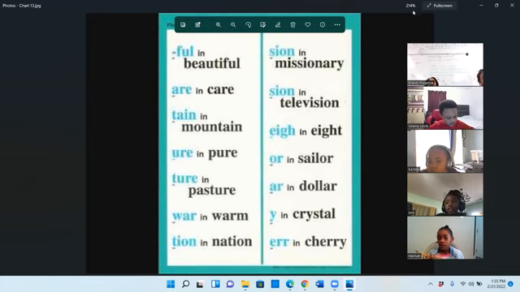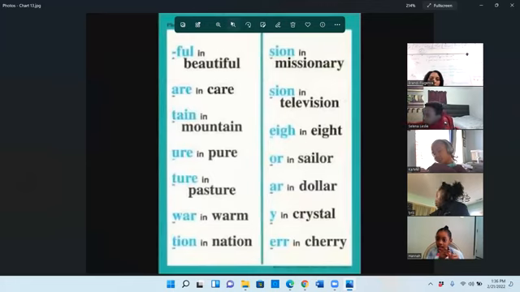W-A-R says war in war. T-I-O-N says shun in nation. S-I-O-N says shun in missionary. S-I-O-N says shun in television. E-I-G-H says A in ace. O-R says in sailor. A-R says in dollar. Y says in crystal. E-R-R says air in cherry. Good. All right. So I just wanted to go over those charts.